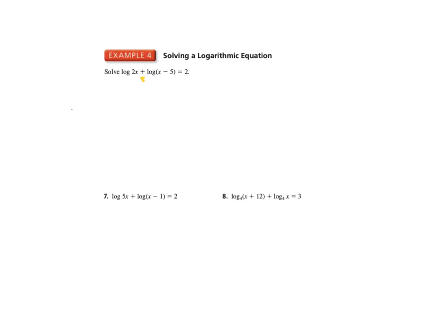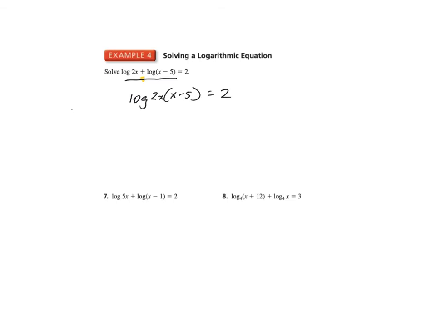I'm going to take the left side of the equation and rewrite it as just log of 2x times x minus 5 equals 2. So what do you think of that? Yes, it's right. Remember that the addition of logs is the same as the product of the numbers, or the multiplication of the numbers. Now we can solve this very much like we did for example 3.